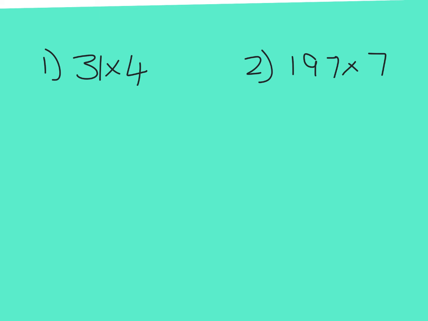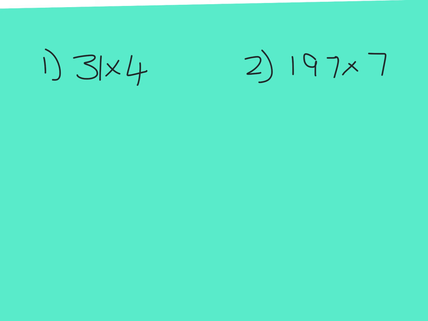Right, it's your turn to have a go. How about doing this one over here? 31 multiplied by 4. And have a go at this one over here, which is 197 multiplied by 7. Change that to a 7. There we go. Pause the video, give it a go. Set it out properly. Right, so how do you go?